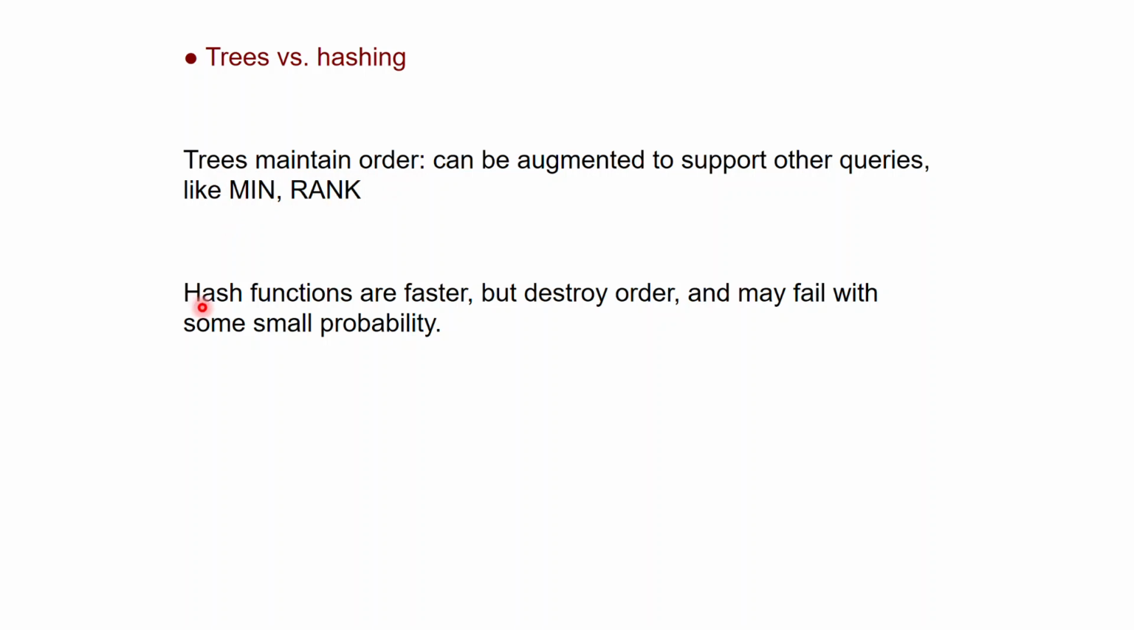Hash functions are faster. If you just want to search or delete, you can do it in constant time, but they destroy the order of your data. So once you hash, you don't know what's the minimum, you don't know how to compute rank, and so on. And also, there is some small probability of error. So depending on your application, if you really have lots of data, you may start to have to worry about this probability of error, and then your tables become bigger and so on. Okay, that's it for now.